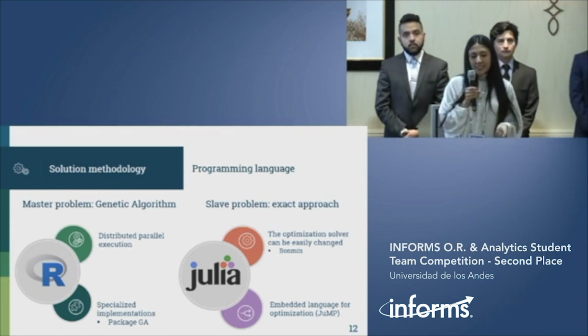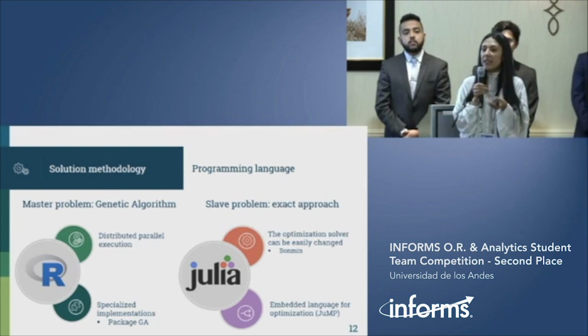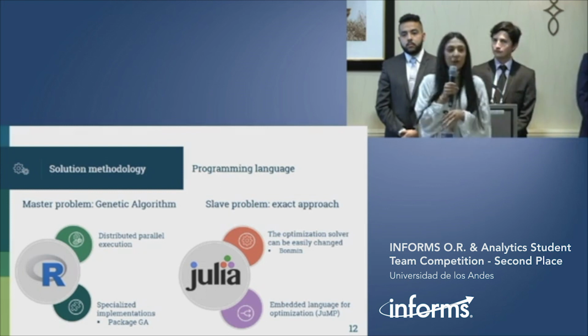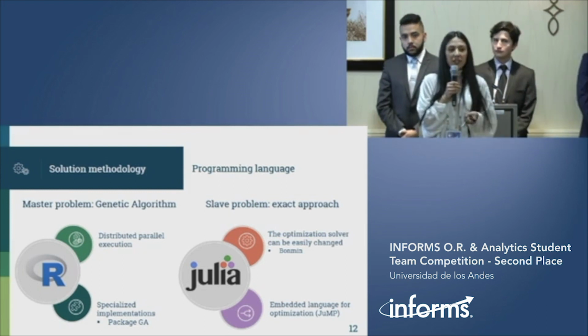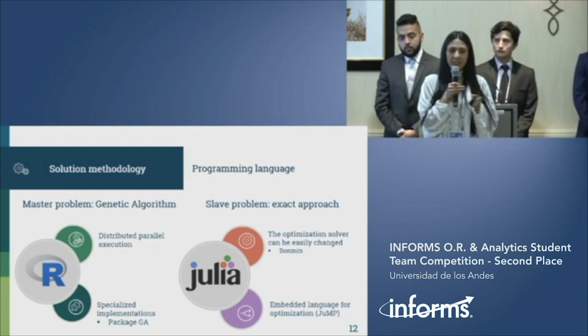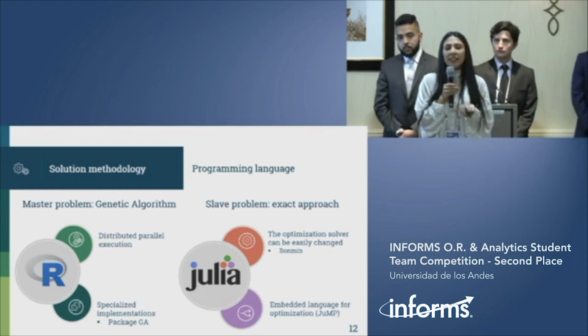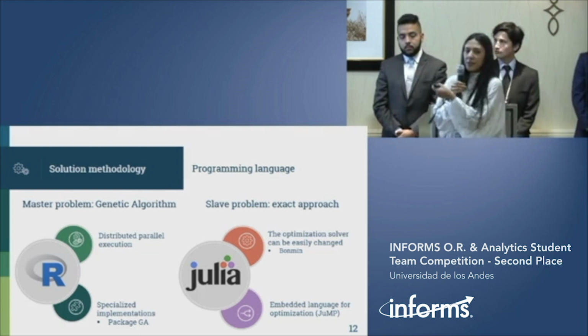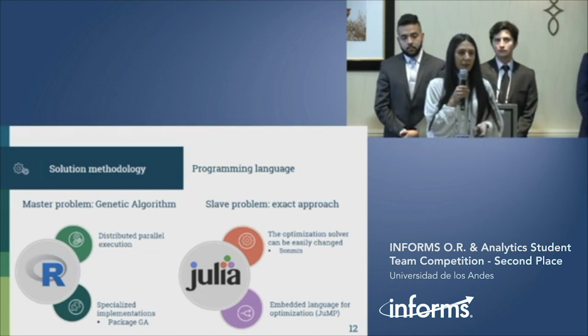We then connected R with Julia, because in Julia we implemented the slave problem. We selected Julia because it has a modeling language for optimization called JuMP, and the code is the same for any solver used, whether commercial or non-commercial. Therefore, changing the solver is really easy, and in this case particularly we used the solver Bonmin because it solves mixed integer nonlinear programs.